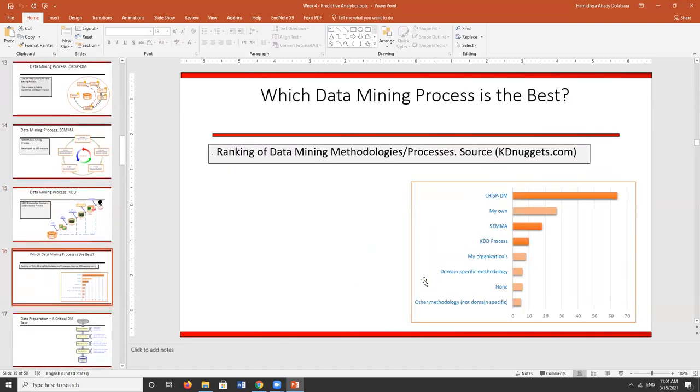I listed different methods or standards. As you see, after CRISP-DM, my own means you make your own standards or your own steps. So you don't have to follow set steps for your project. Maybe you make your own steps or your own cycle that makes sense for your data. But CRISP-DM is more general, and at the end, all of them have almost the same meaning.